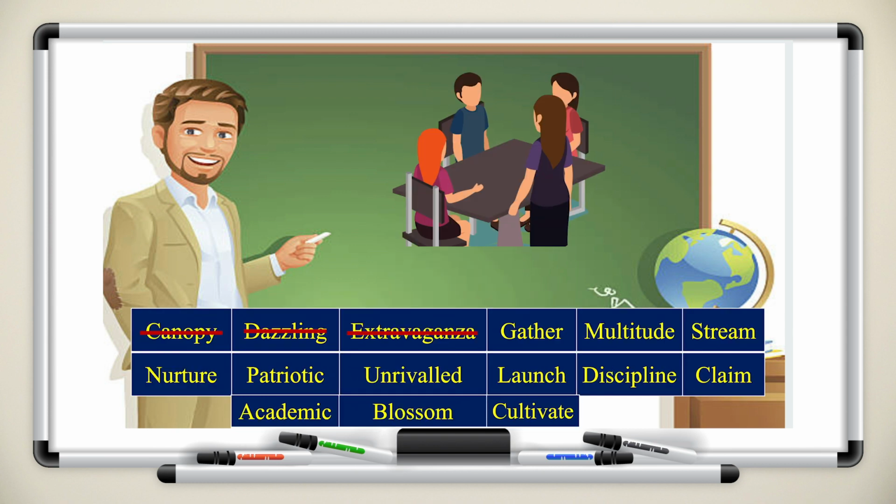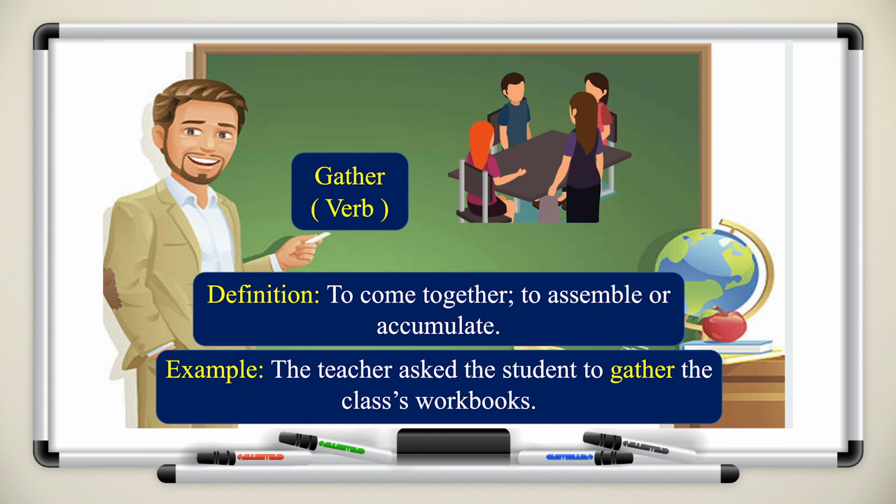Look at this picture. It represents people sitting together discussing something. So, this picture referred to gather. It's a verb. The definition is to come together, to assemble, or to accumulate. Here's an example. The teacher asked the student to gather the class's workbooks.